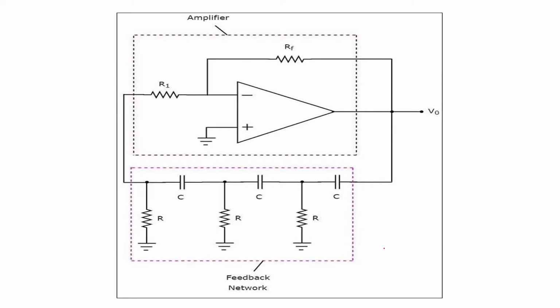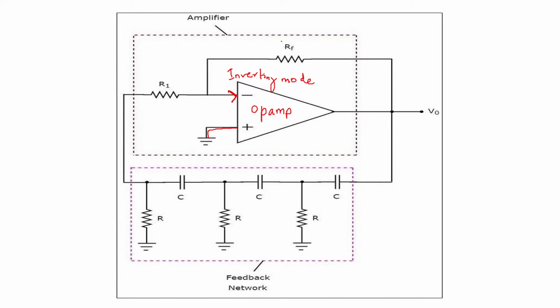We will see. So here you can see the circuit of the op-amp based RC phase shift oscillator. So here you can see the op-amp. Now in the op-amp, the negative terminal is given the feedback input. The input is given to the negative terminal, and the positive terminal is grounded. So this op-amp is in inverting mode. It is an inverting amplifier.